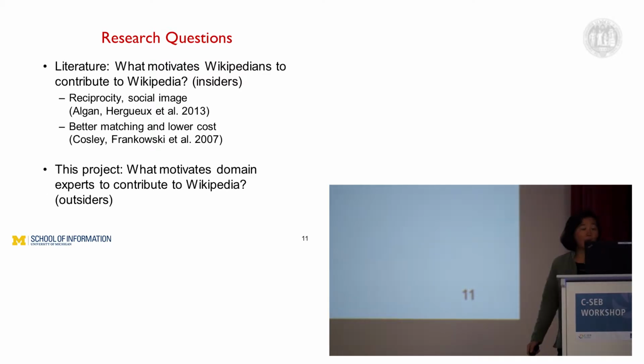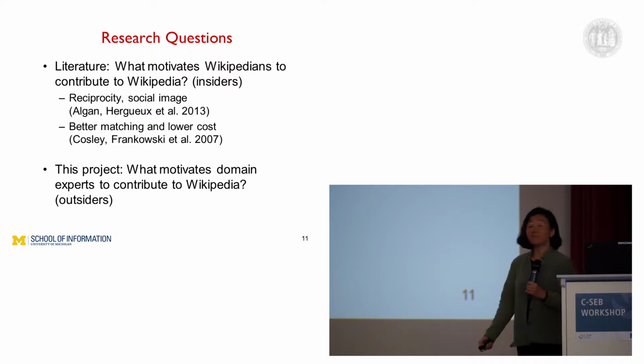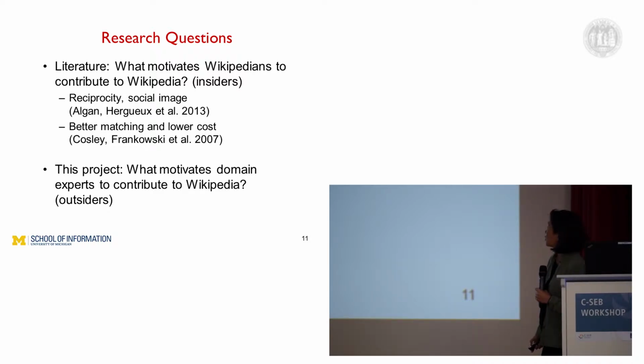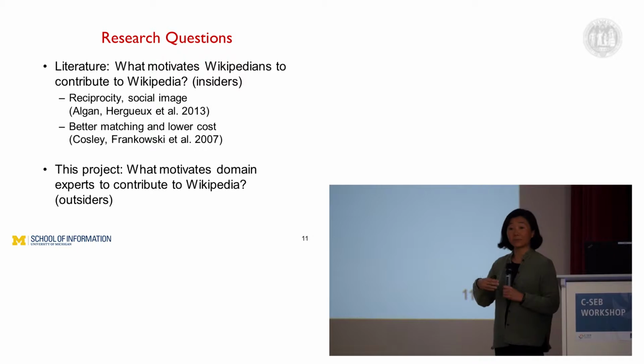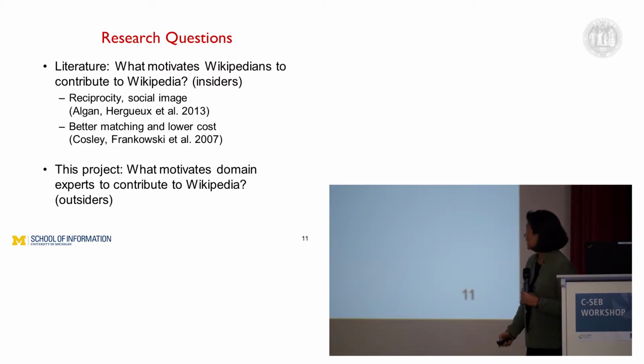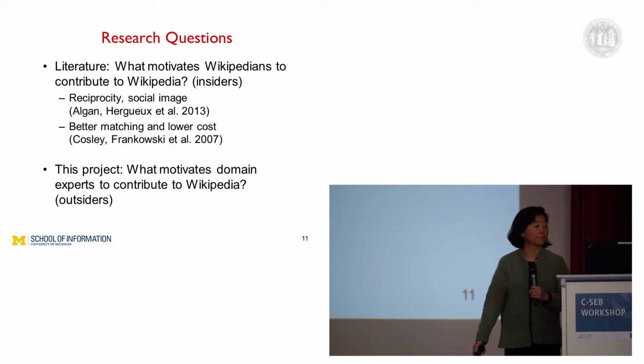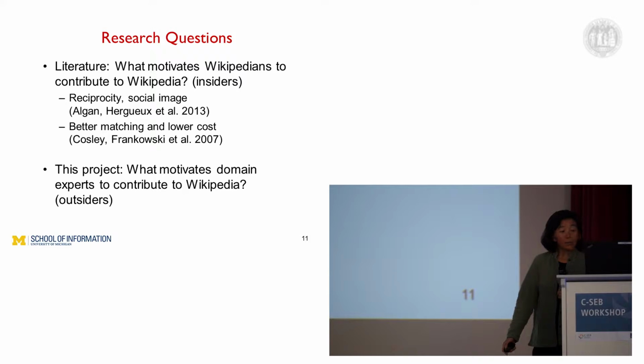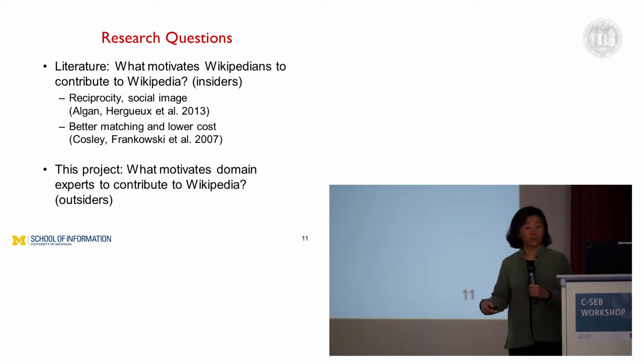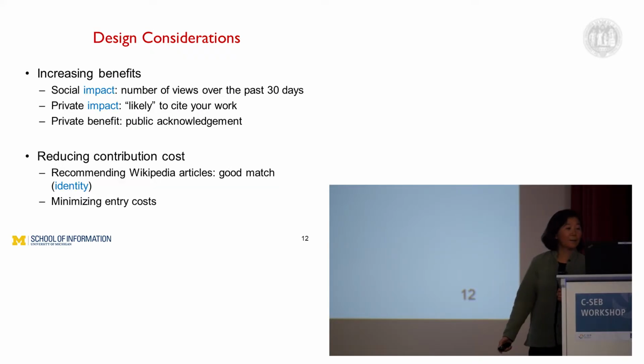The literature primarily looked at what motivates Wikipedians to contribute to Wikipedia. So these are insiders. They're already contributing. And they find that better matching, lower cost, and reciprocity are all motivations. In this project, we're going to bring in people who have never contributed to Wikipedia and ask, what gets them to contribute? Okay. And also, if you have questions at any time, just feel free to ask.